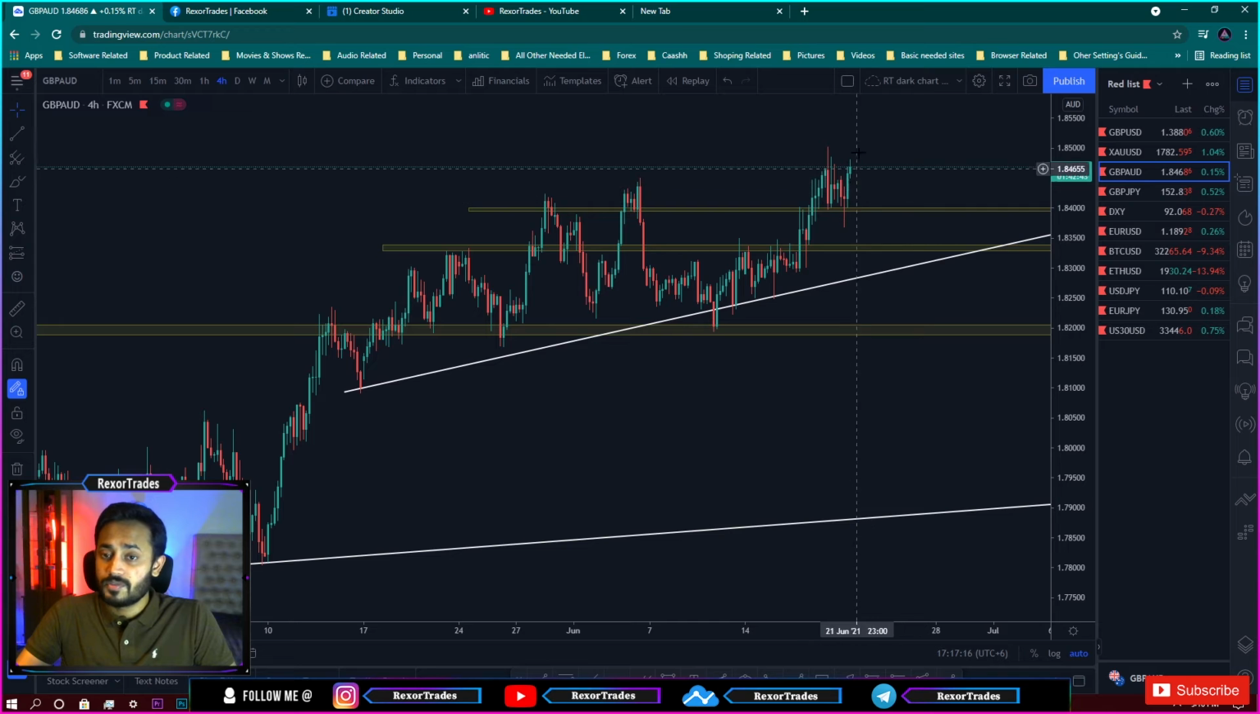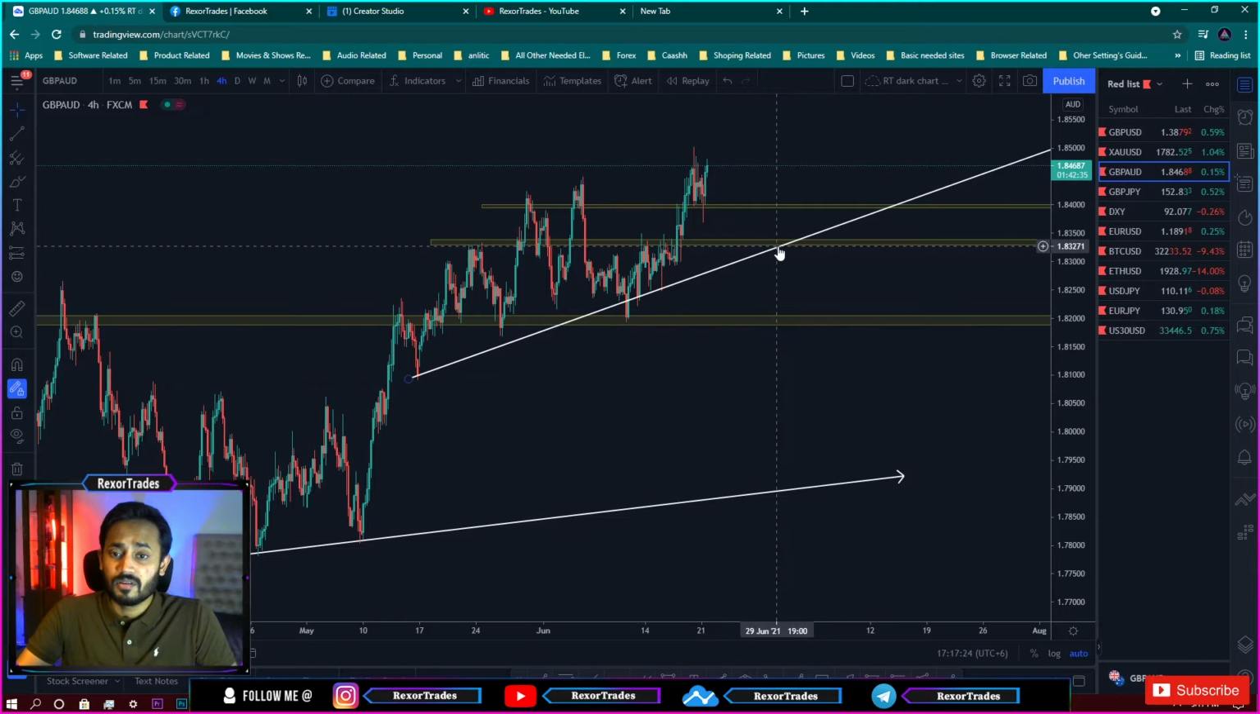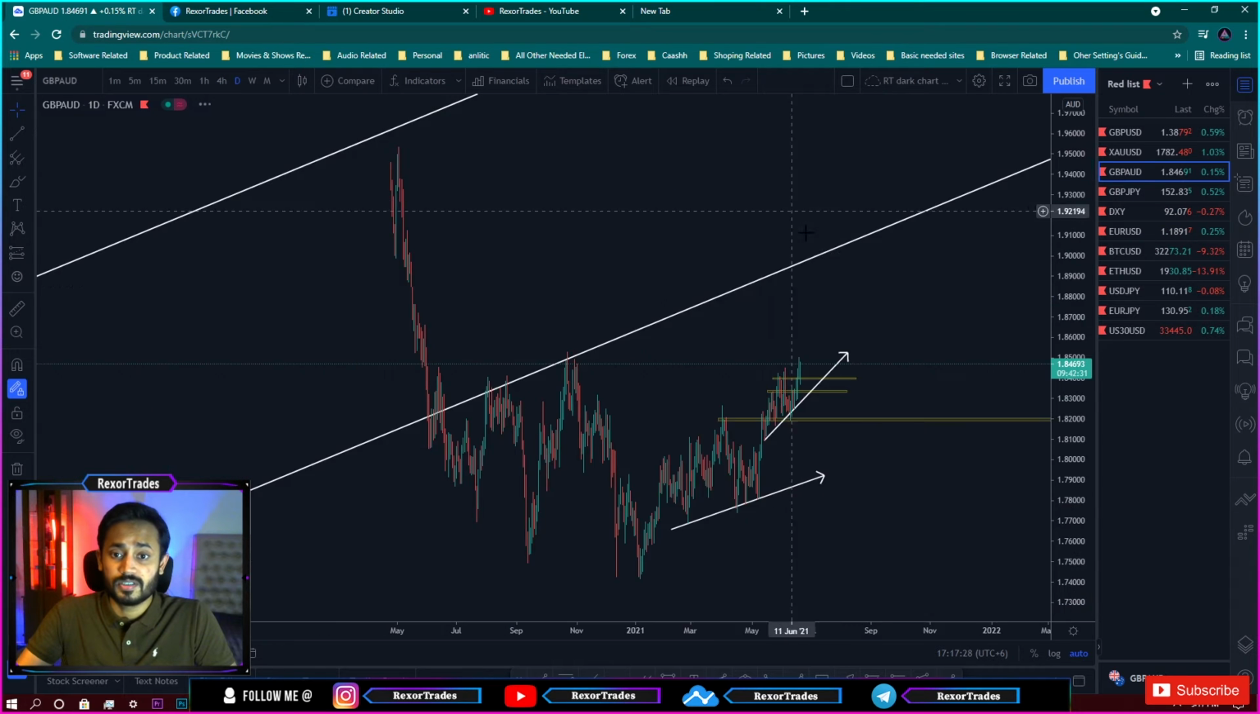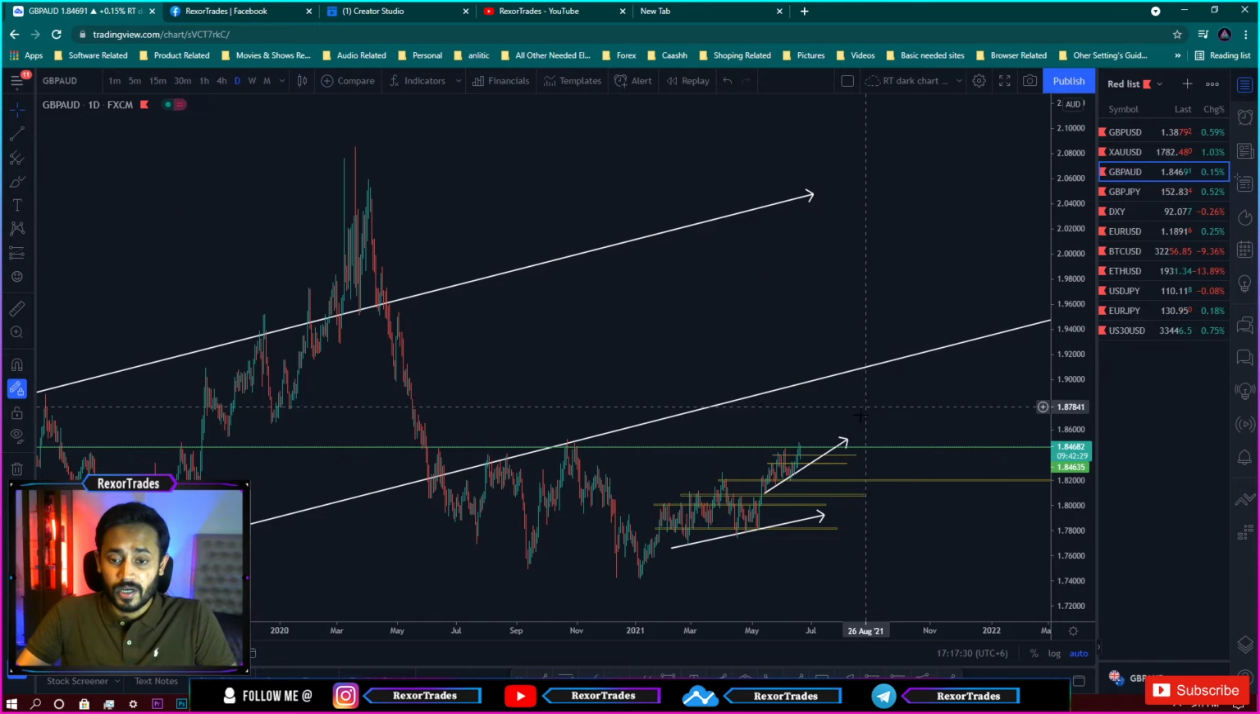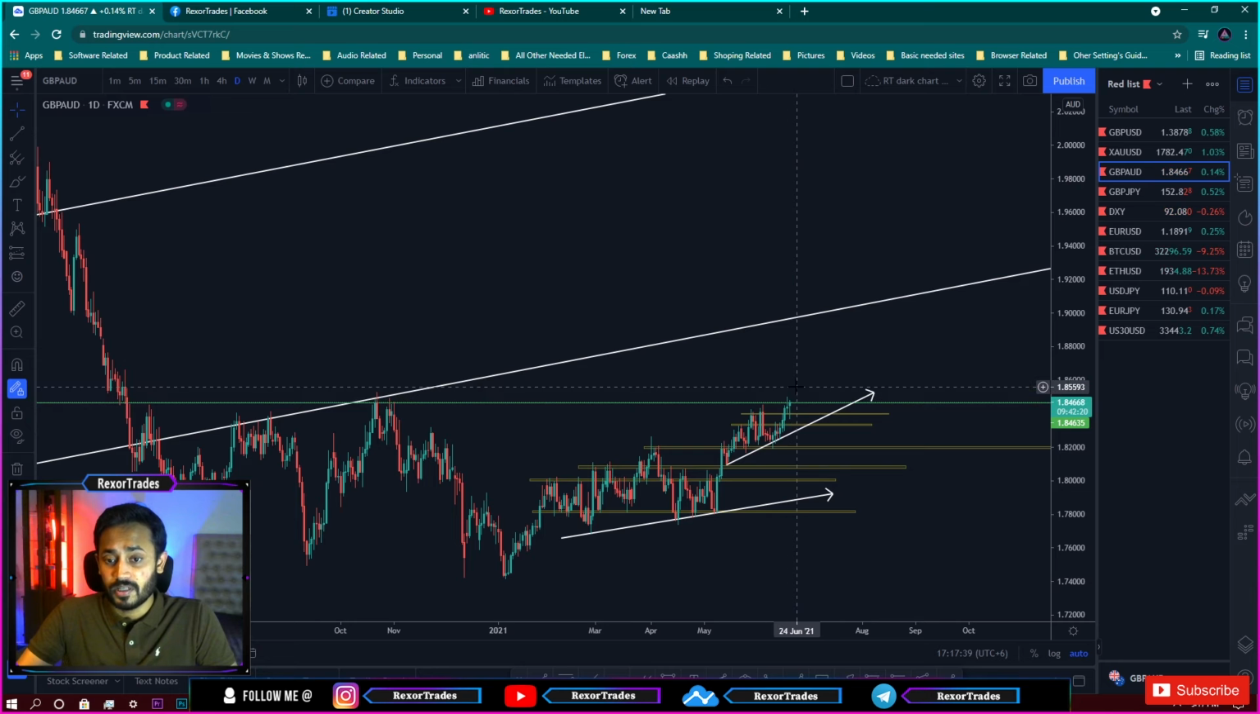So if GBPAUD breaks and closes above this level, then it might come to retest these zones over here, and also might make a retest on this trend line as well when retesting this zone, and then continue with its bullish momentum on the way up. So after the break and close above this level, you can take an entry on the pullback towards this zone or this zone or this trend line as well.